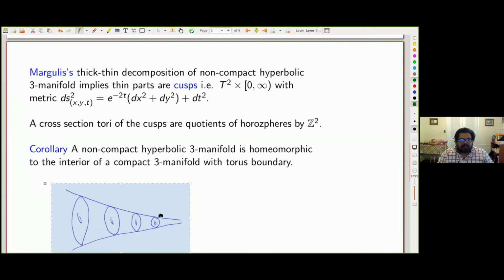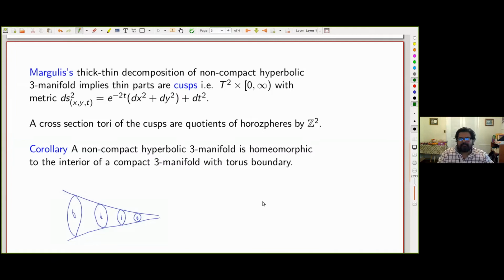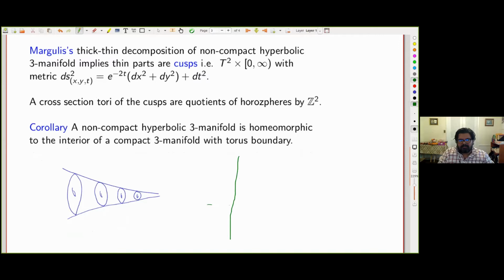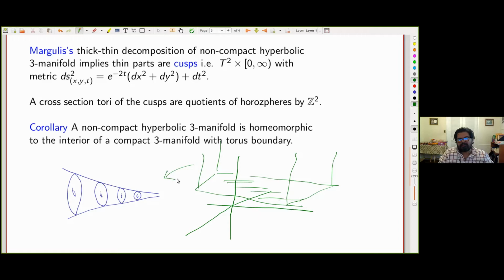That is what a cusp looks like. And if you want to draw in H3, what's going on is... If you draw in H3, you have this horosphere we saw yesterday. And this is just the quotient of everything about this. That's what you're getting. So you're basically quotienting all of this, and this goes on to a cusp like this. And that gives a very nice consequence.